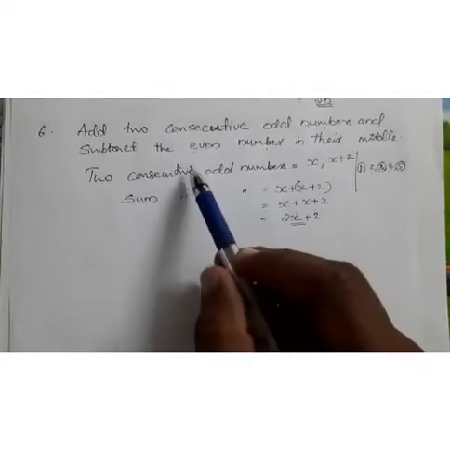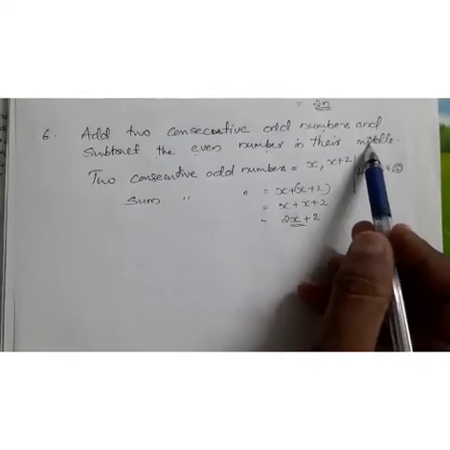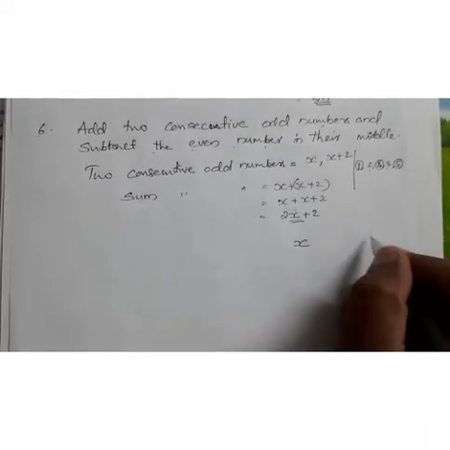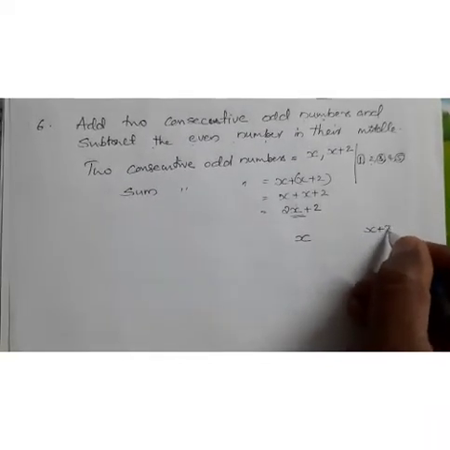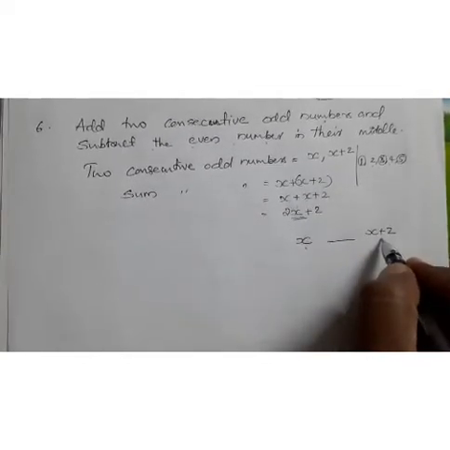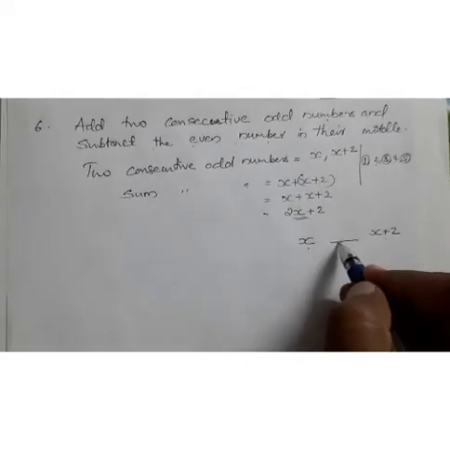Then again you have to subtract the even number in their middle. So the first number taken as x, the next odd number is x plus 2. These two are the odd numbers. In the middle you will get an even number. So how will you get this one?